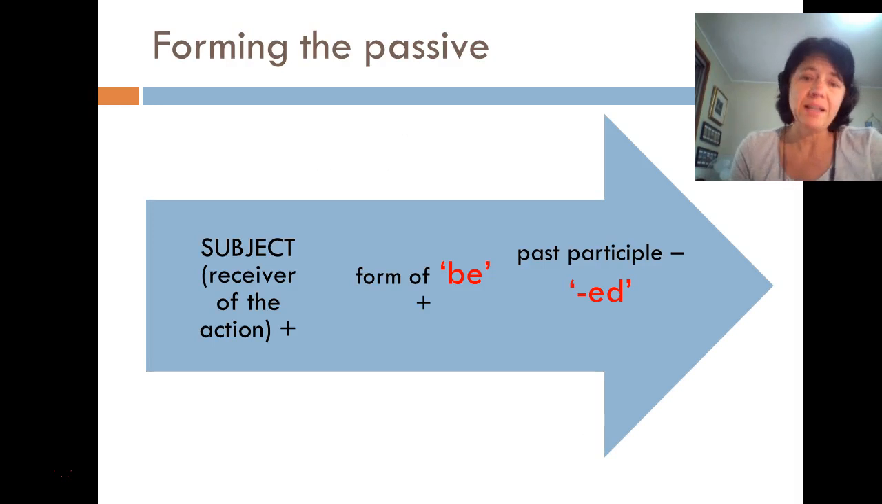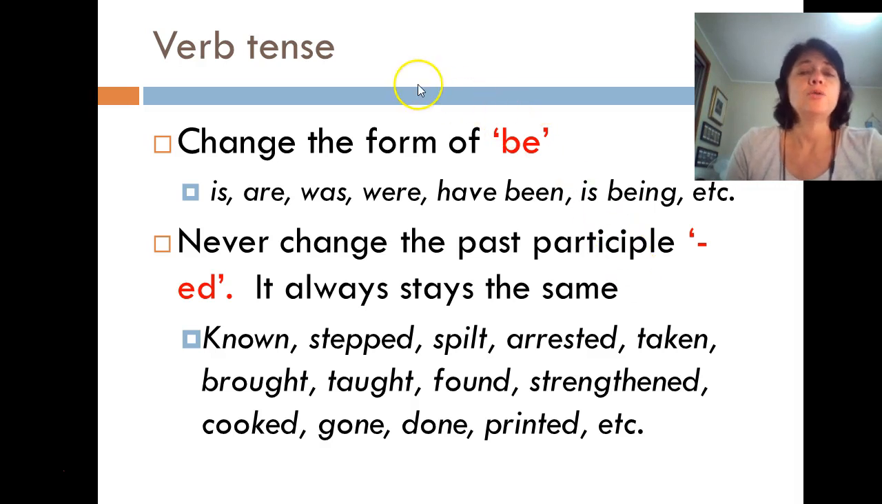How do we form the passive? Well, after the subject of the sentence, you need a form of be: is, are, was, were, being, has been, plus ed, or the past participle. The form of be plus the past participle. You change the form of be, but you never change the past participle. It always stays the same.